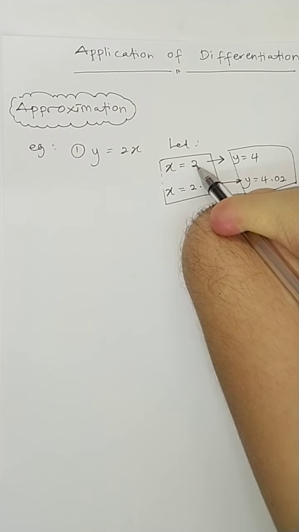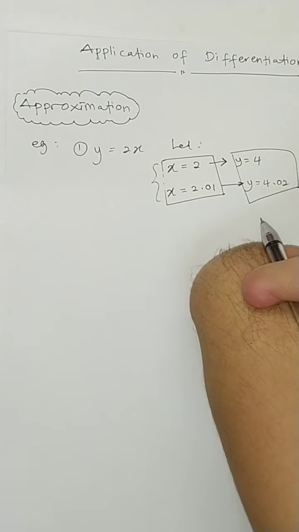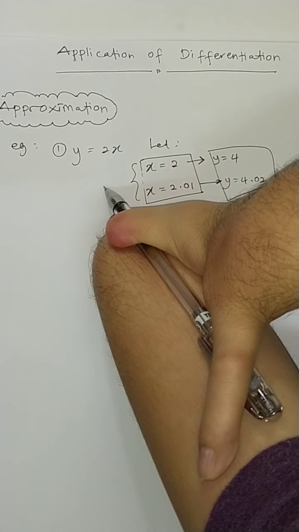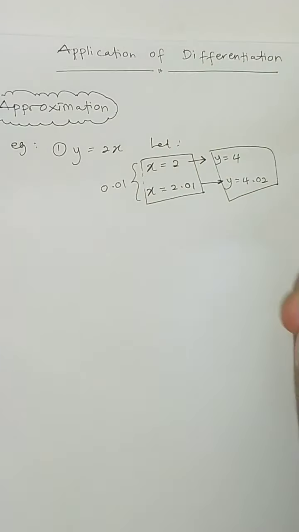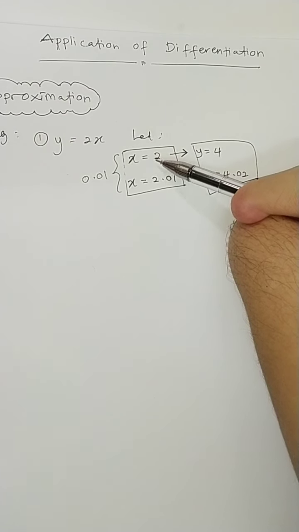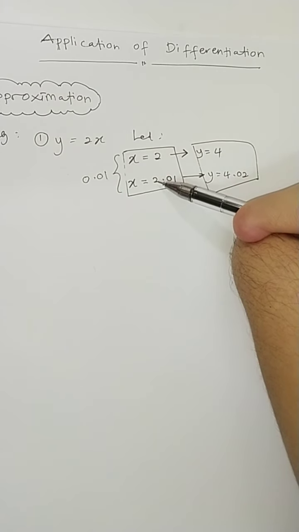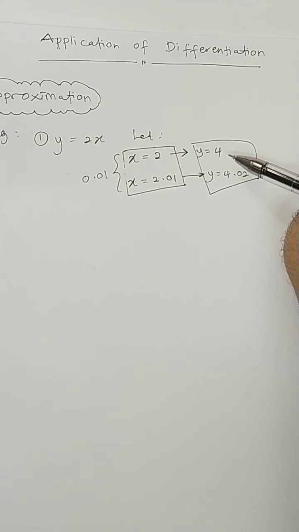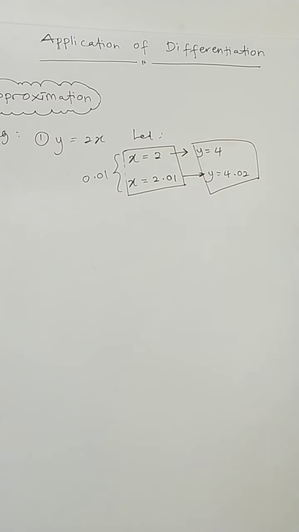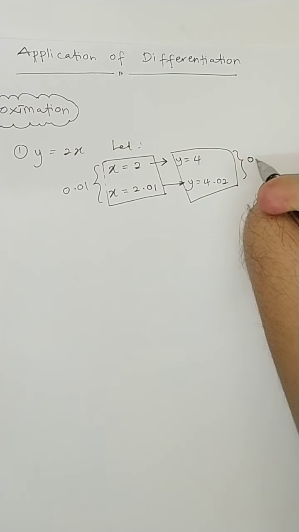From 2, when increased until 2.01, what is the increment that happens here? How much is the increment from 2 until 2.01? This is 0.01, correct? So when I change the value of x from 2 with the small increment 0.01 to become 2.01, the value of y also increases. How much? The increment of y from 4 until 4.02, so 0.02.